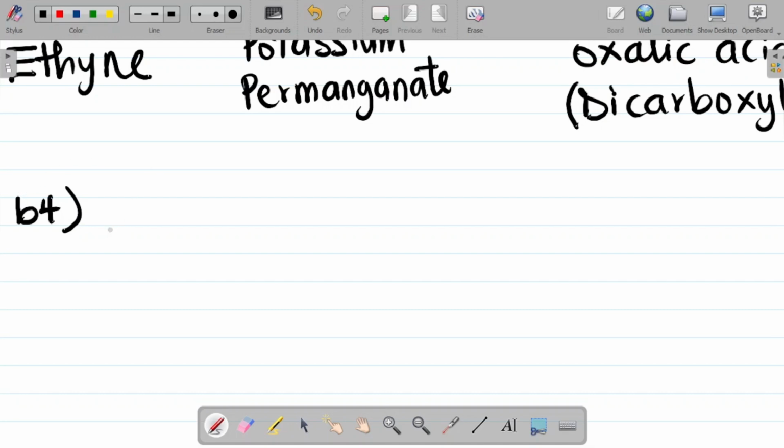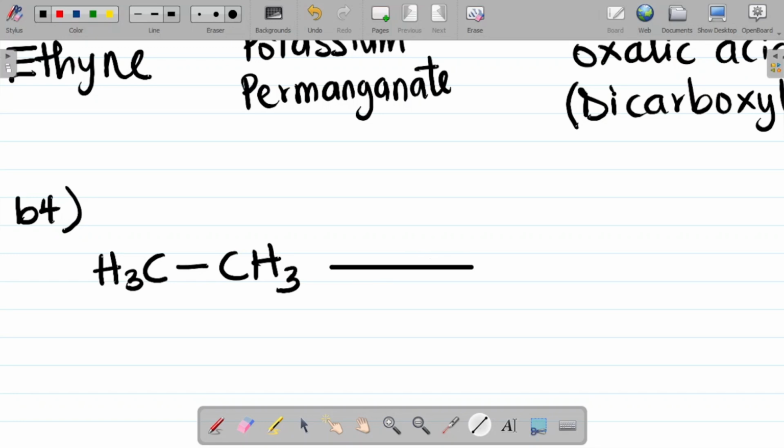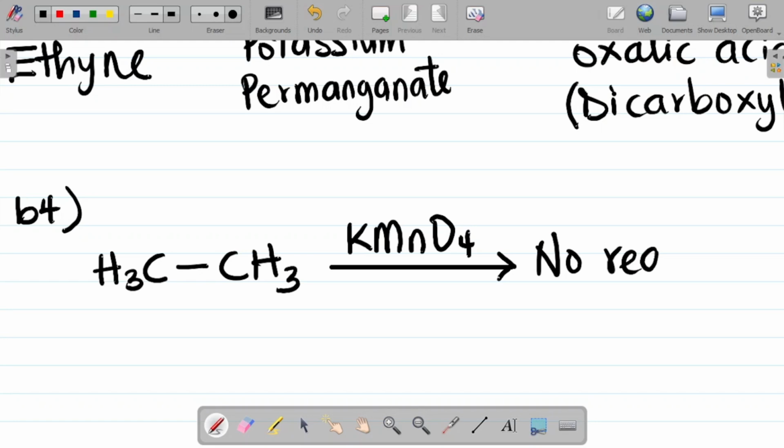First things first, ethane. Ethane is H3C single bonded to CH3. Ethane combines with permanganate, KMnO4. If they combine, what do you observe? There will be no reaction. That's one thing to note: there is no reaction.